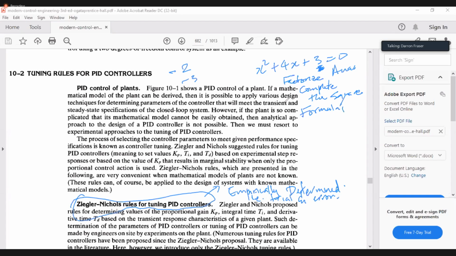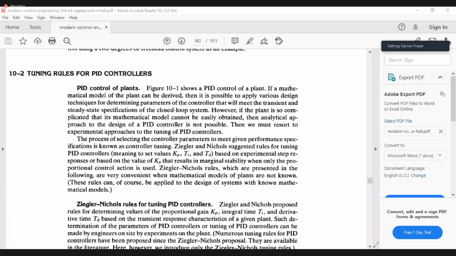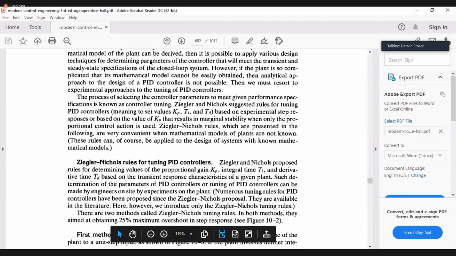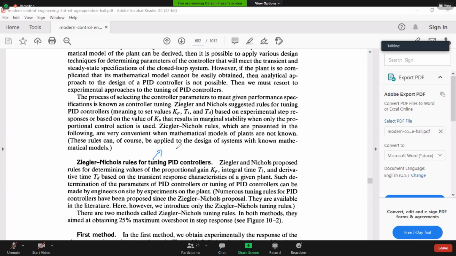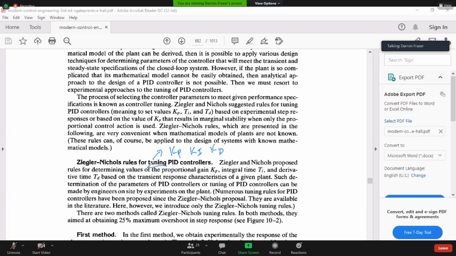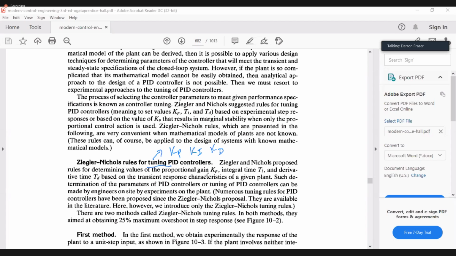Right? So that's the first thing that we wanted to point out, that it's trial and error that Mr. Ziegler and Mr. Nichols use. And there are other methods. Tuning just determines the gains KP, KI, and KD, the gains of the system. So whenever they talk about tuning, that is what they're talking about. Whatever methods they use for determining the gain.